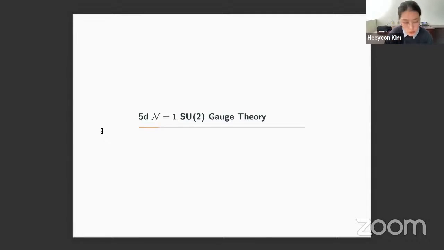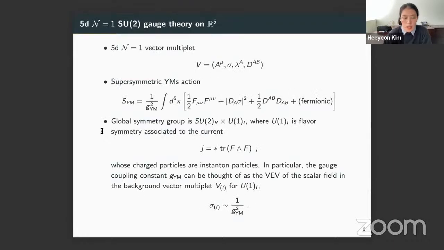Okay, if not, I'm going to discuss some basic aspects of 5D N=1 SU(2) gauge theory, which is going to be important in our later discussion. Let me first describe the 5D N=1 SU(2) gauge theory on flat space, which is described by one 5D N=1 vector multiplet, which we can write in the following way.